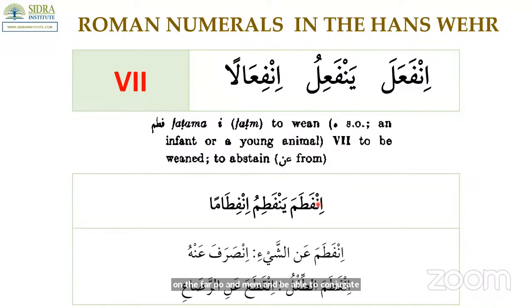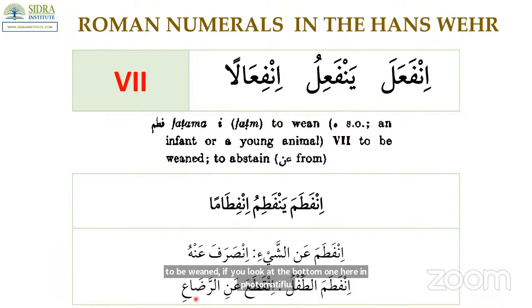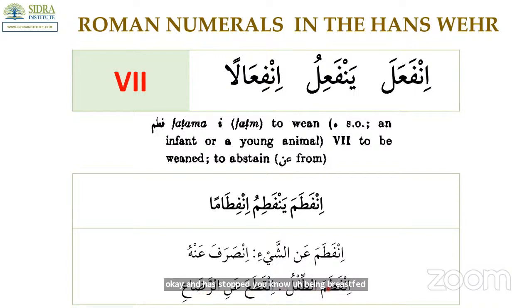Okay, and like I just said to you, it depends how the word is used. So to be weaned, if you look at the bottom one here, infatama al-tiflu. What does that mean? Inqata'a anir-rada', meaning the child has moved off and has stopped being breastfed and suckling. So here it's just used with the child, to be weaned. But when it's used with 'an', it means to refrain from something. So infatama 'an shay', meaning insarafa 'anhu, he refrained from that thing.